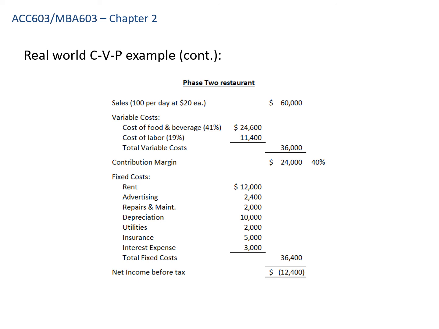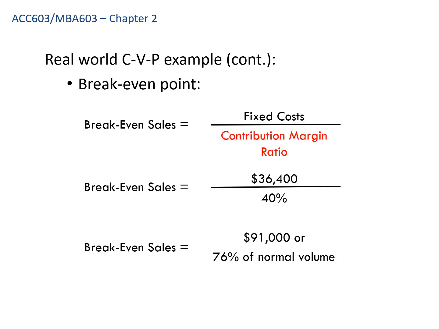Now, the next question that somebody would probably ask if you were the controller for this restaurant is, at what level would we start to at least break even? What level of occupancy would we have to be at to have 0 on the bottom line? So we can use our break even to do that. And here I'm going to divide by that contribution margin ratio, because I don't want units, I want sales dollars. So if I divide fixed costs by the contribution margin ratio, I'll get sales dollars.